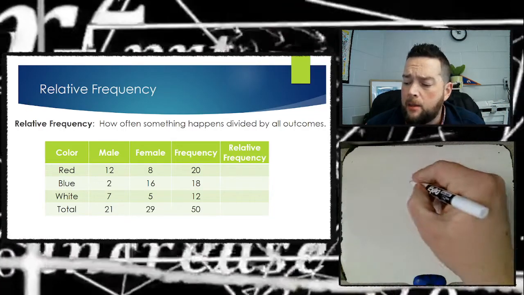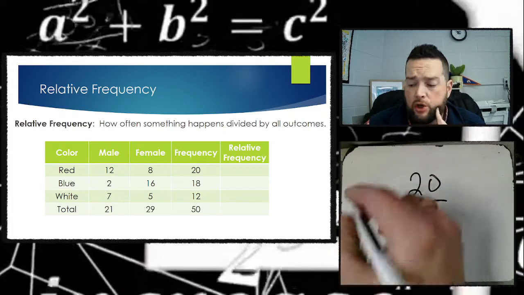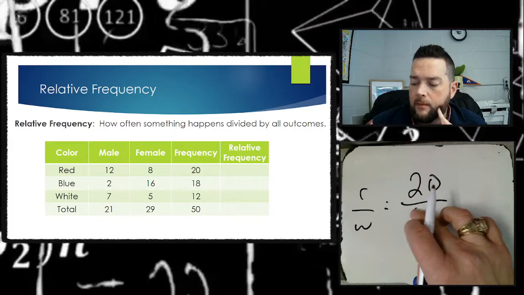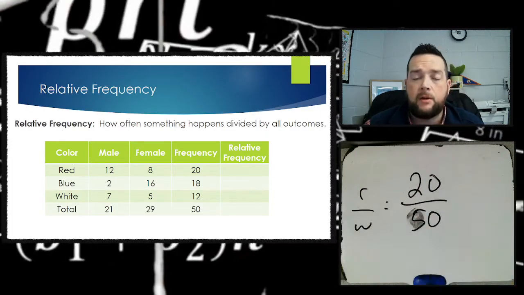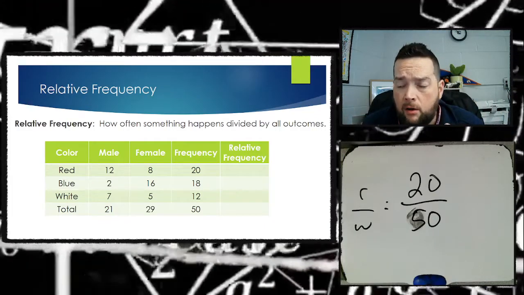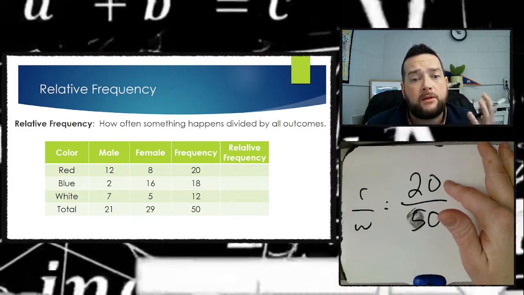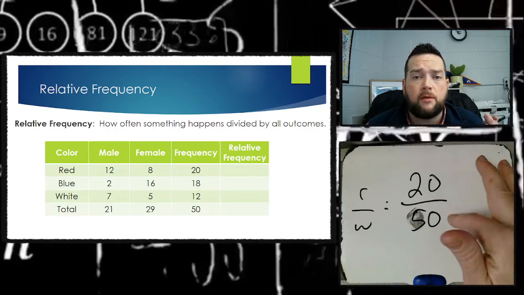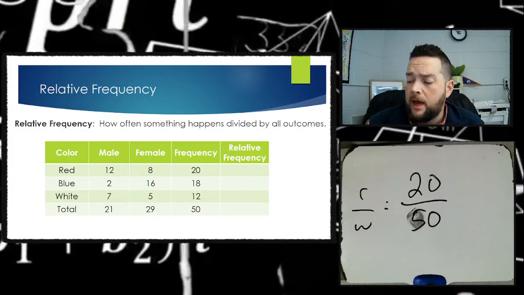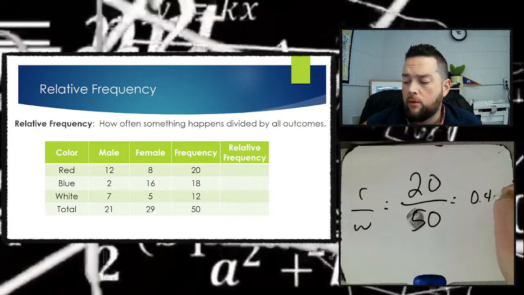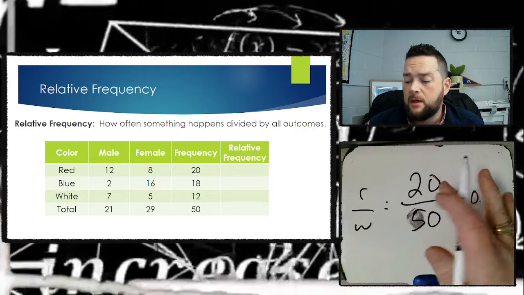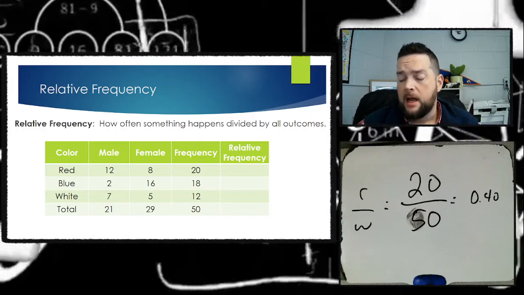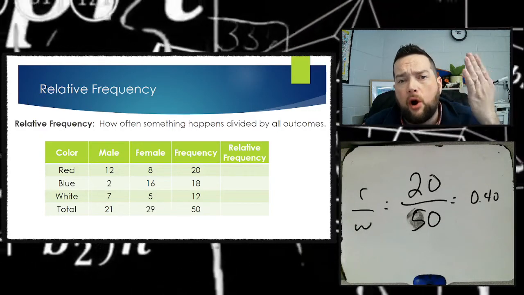So you've got the part that chose red, and then you've got the whole of individuals that were asked the question in the survey. So the relative frequency is 20 divided by 50, or 20 over 50, right? And when you do that math, you're going to find 0.40, because you just take 20 divided by 50, and you're going to get 0.40. So the relative frequency is just the part out of the whole.